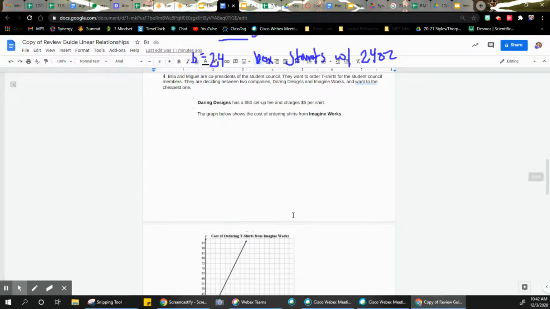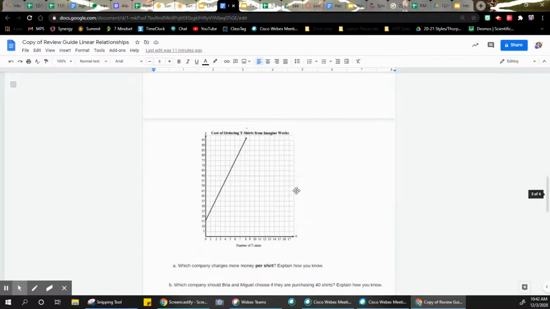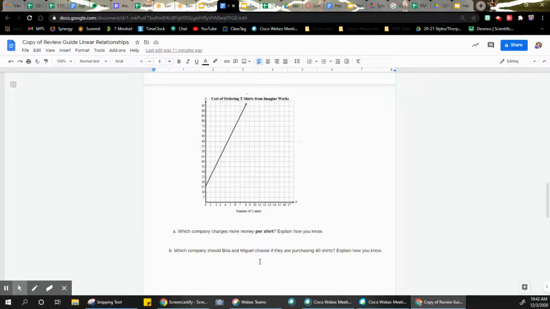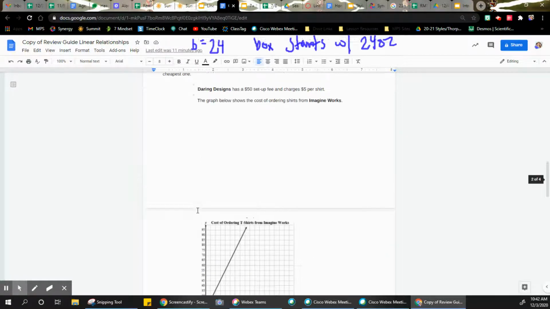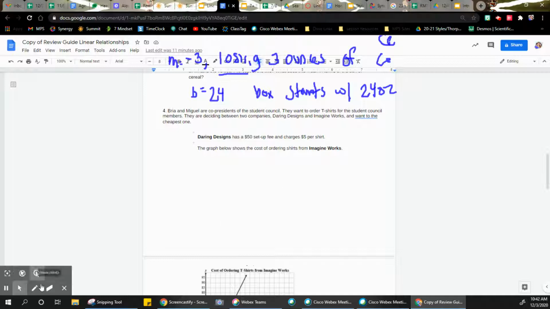So now we have to figure out which company charges more per t-shirt, and how we know that, and which company they should choose. Okay? So we have to start by setting up our equation for each one. So let's start with Daring Designs. That's $50 setup fee and $5 per shirt. Because of the word per here, I know that that's my slope. And since this is a setup fee, that's a starting fee, so that's my y-intercept. So my equation for Daring Designs is going to be 5x plus 50.